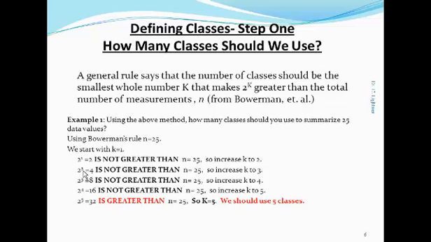We increase k to 4. 2 to the fourth power equals 16, still not greater than 25, so we increase k to 5. 2 to the fifth power is 32. This number is now greater than our n equals 25 data values. Therefore, we should use k equals 5 classes to summarize our n equals 25 data values.